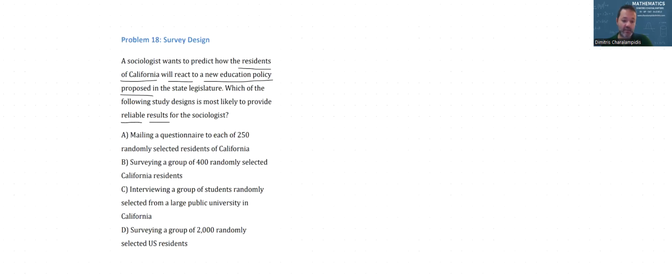What is the bias in this case? The mailing part seems to be the bias. Because do all residents have a mail? No. So the moment we decide to mail something, this means that we send the survey only to a specific amount of people. And we don't want that. So A would be rejected due to the mailing.